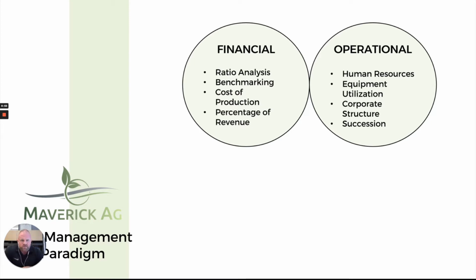The second area of risk that we look at is operational risk. This may include human resources. Do we have a large enough team? Are our staff held accountable? Can we complete harvest and seeding in a timely manner? We look at equipment utilization. Do we have too much equipment? Do we have too new of equipment? Are we utilizing our equipment to its fullest?